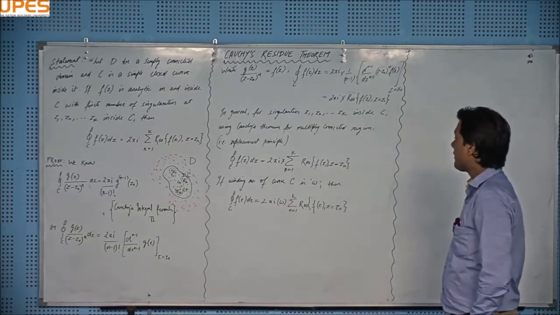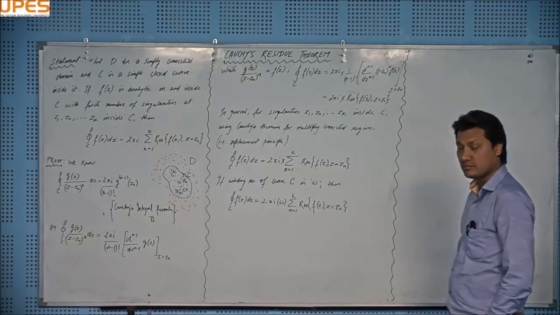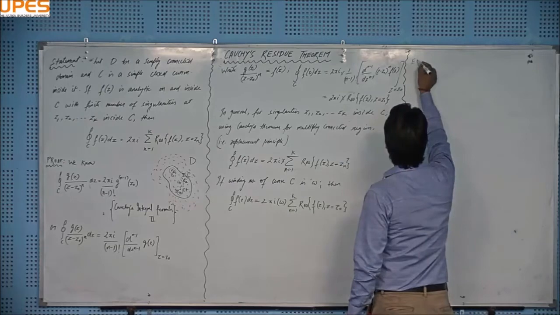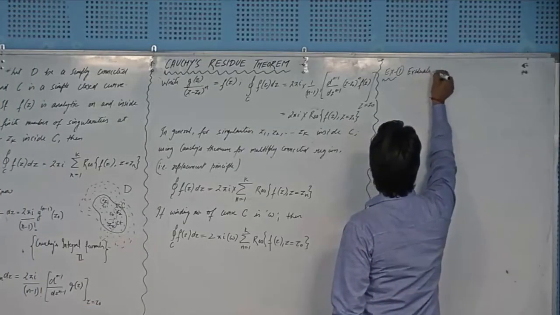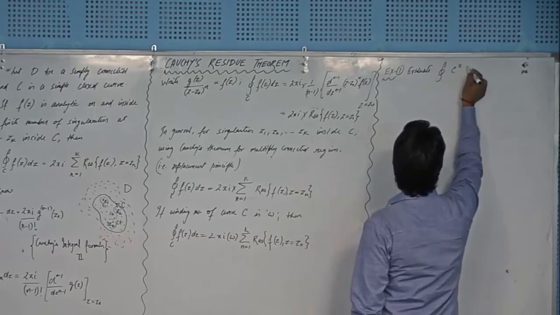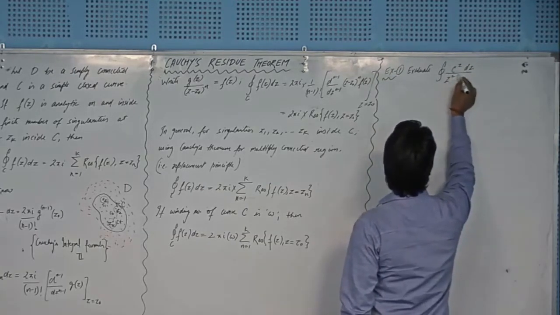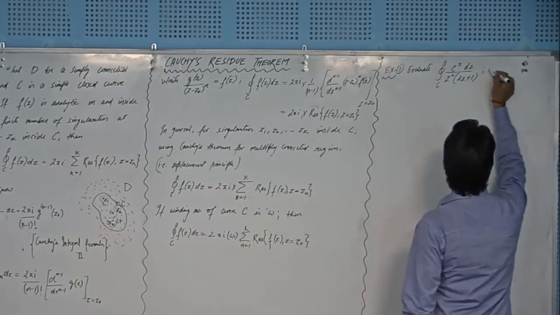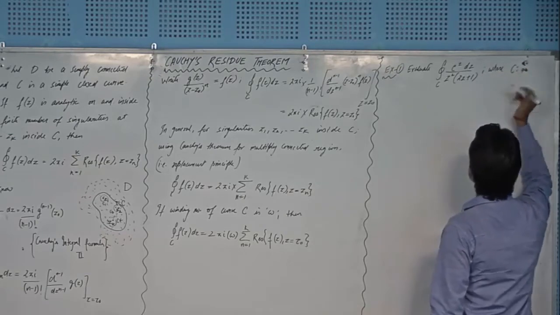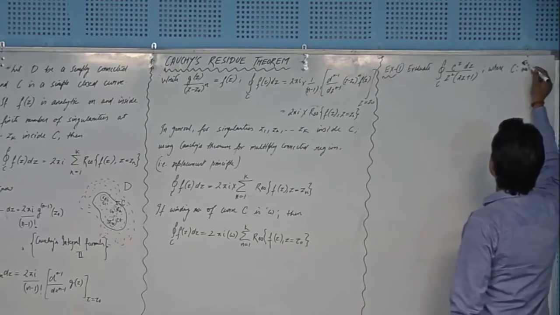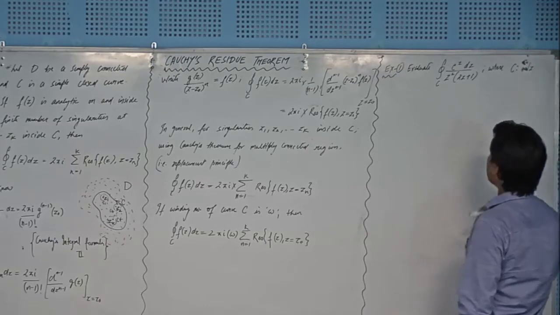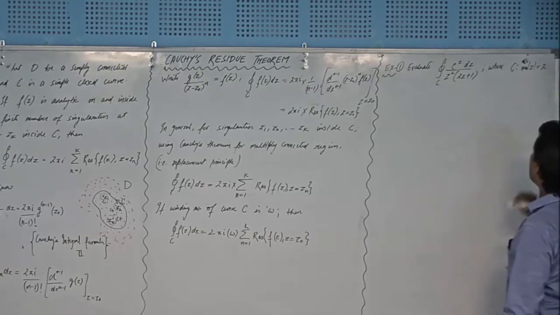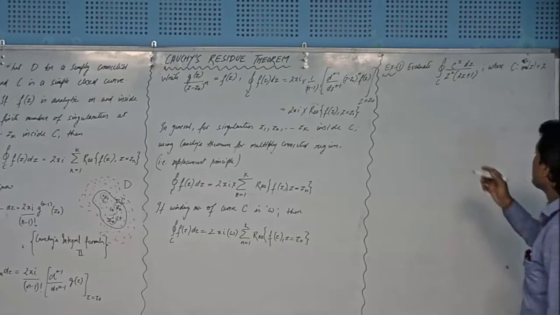So I will take examples of this Cauchy's residue theorem. Example number 1: evaluate the integral of e^z dz over z² + 2z + 1, where C is... If I take a circle that encloses both of these singularities, that should be |z| equal to 2, right? Okay. Solution.